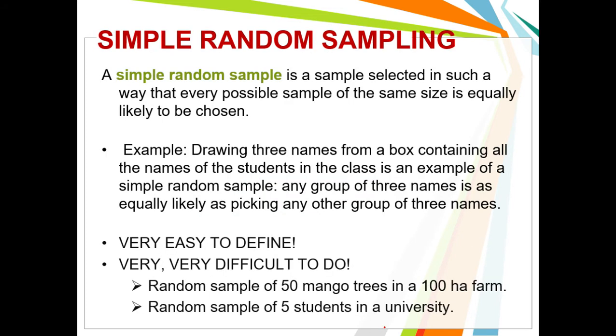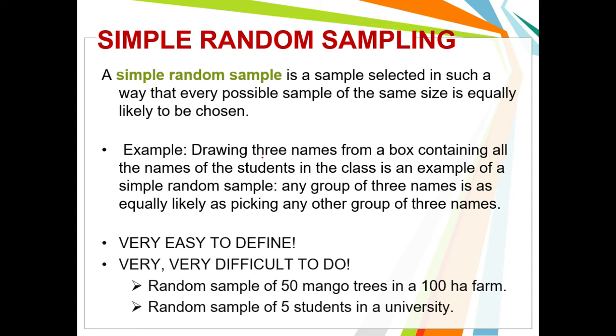So, ano-ano yung mga specific methods of random or probability sampling methods? Yung pinaka-common is a simple random sampling. Okay? So, ito naman parang draw lots. Okay? May mga names at pipili tayo by drawing lots. That is a simple random sampling. Okay? So, a simple random sample is a sample selected in such a way that every possible sample of the same size is equally likely to be chosen.